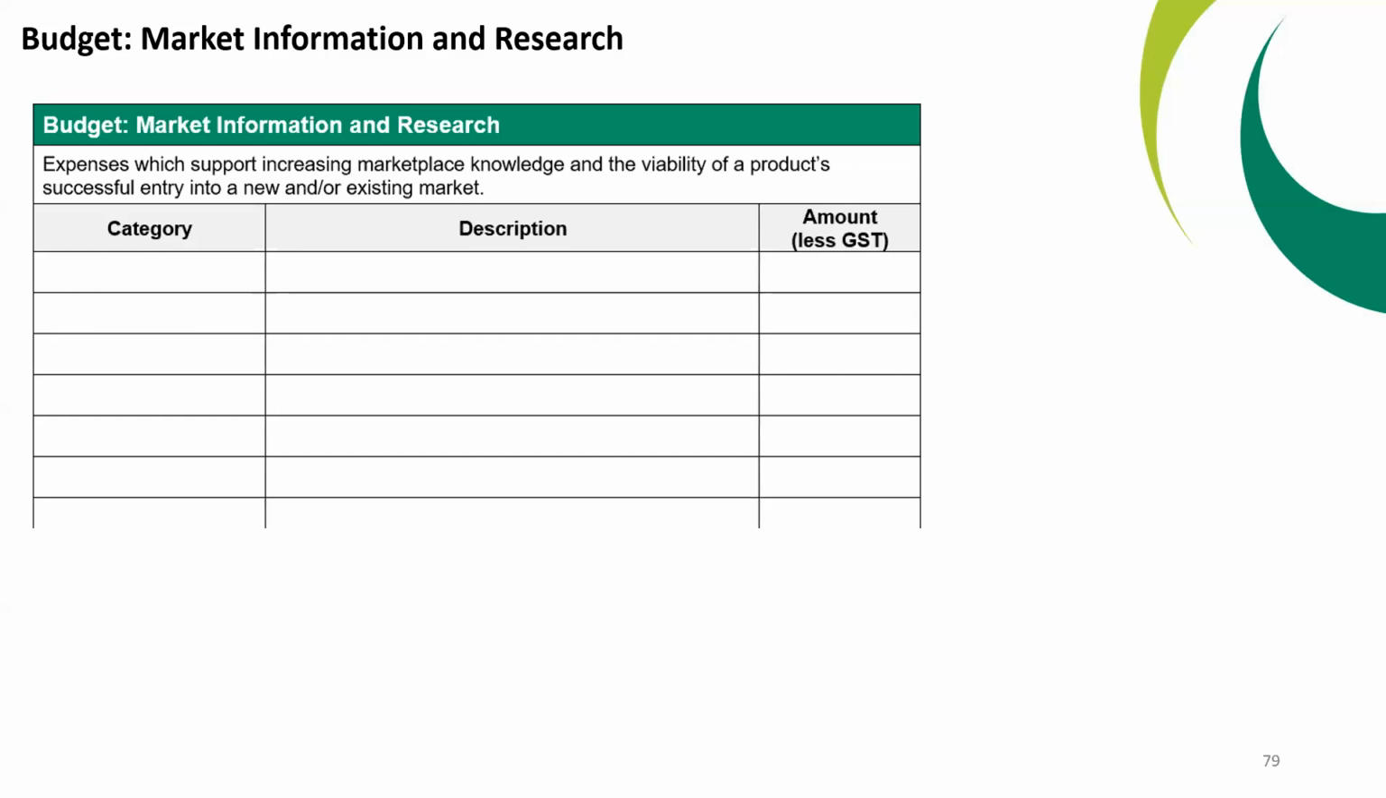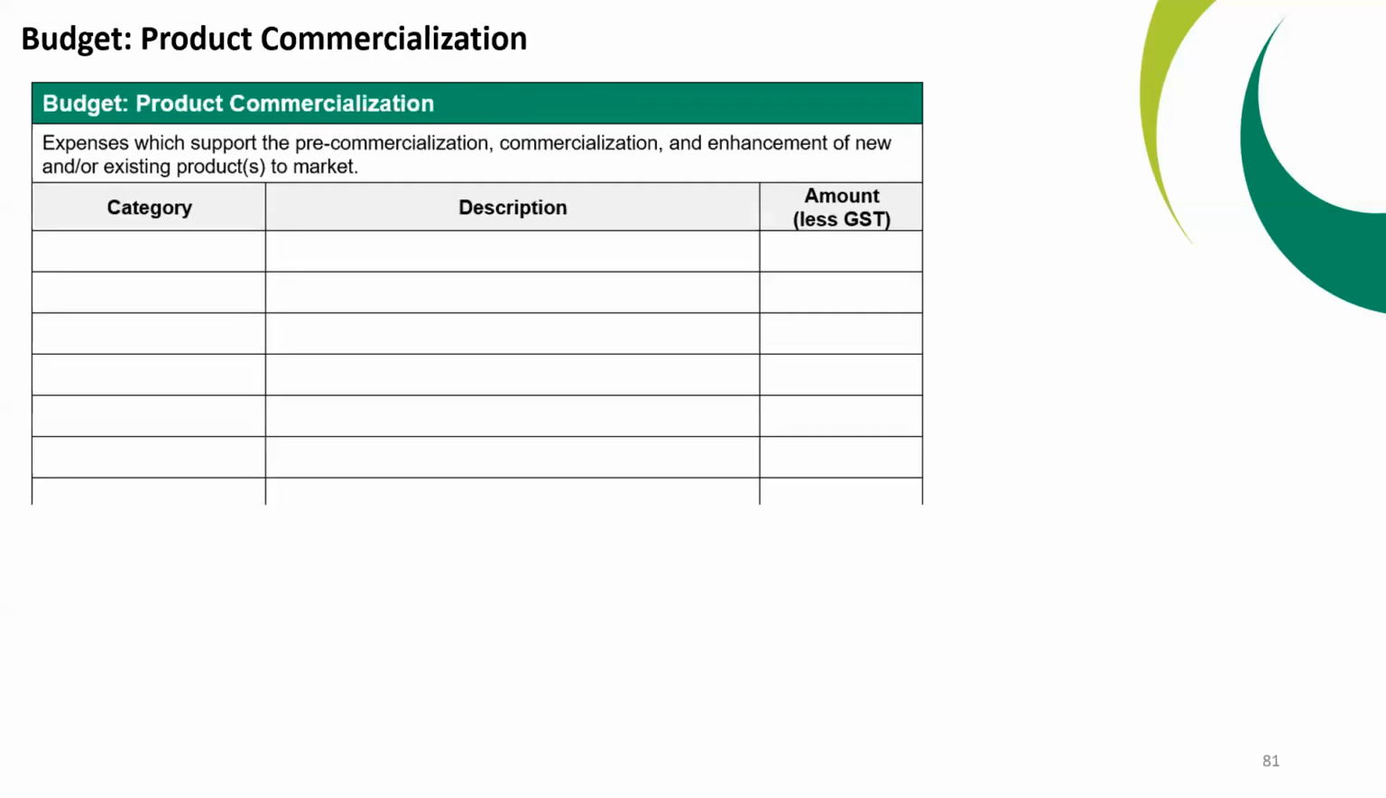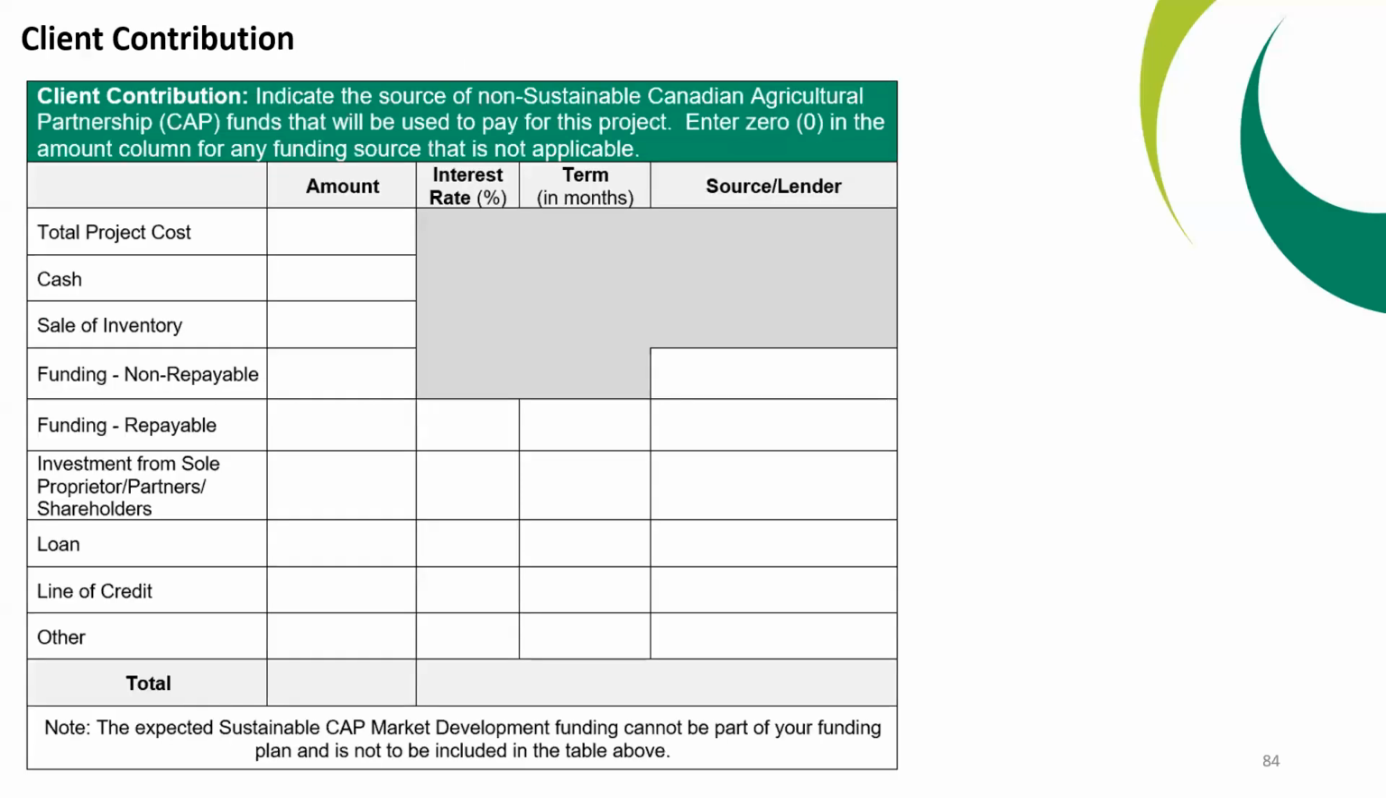And the total contribution for all funding streams is up to $30,000. So all 4 funding streams total together. Okay, just showing you these here. So there's those different categories. This table here is going to total up automatically for you. And then that number you will enter in the top line here. So this is your client contribution or your funding plan.